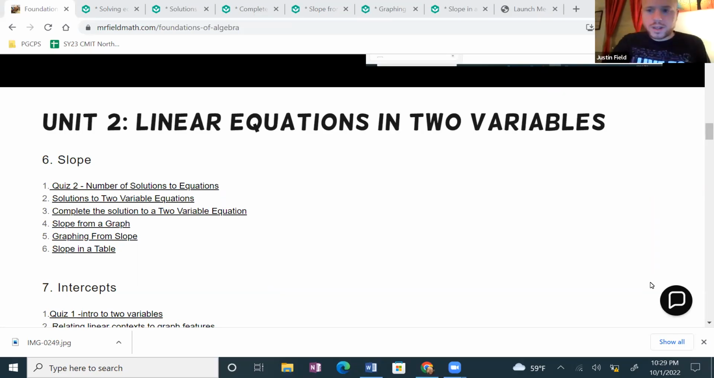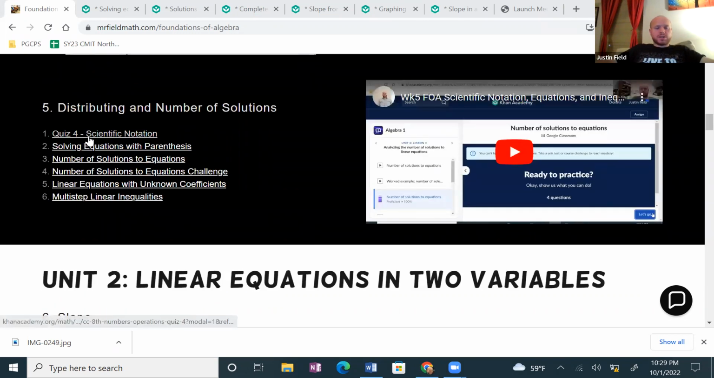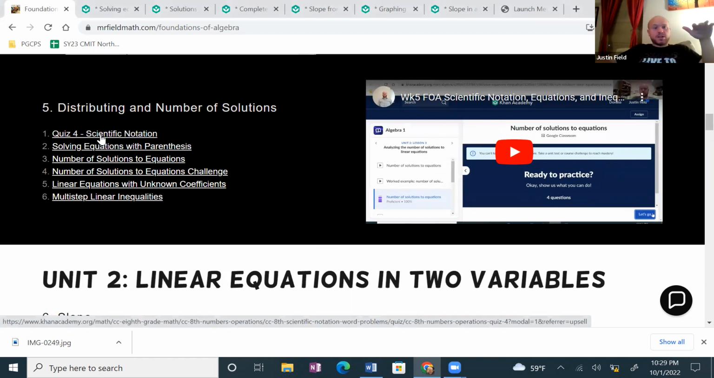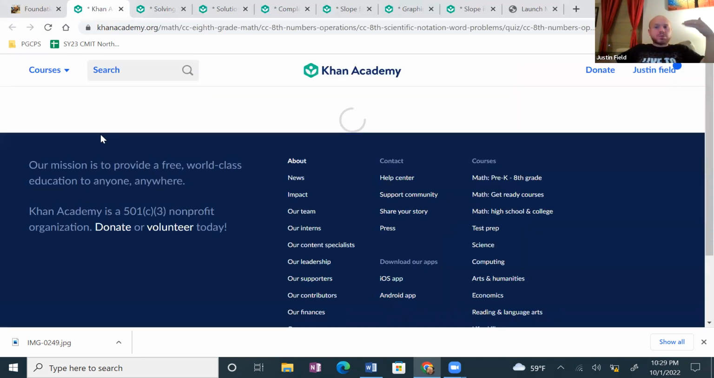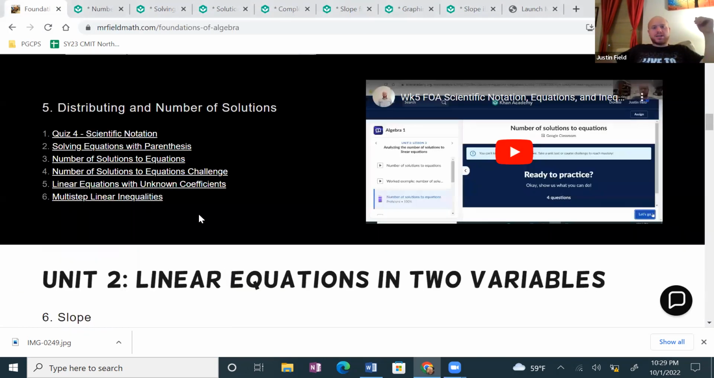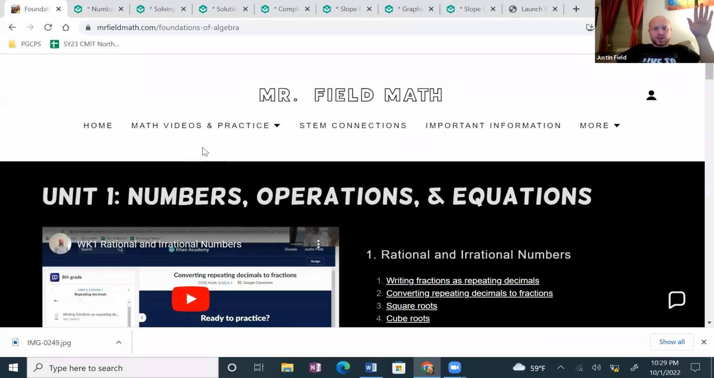Foundations of Algebra. This is supposed to be week 6, but in my class, it might be week 7 because I think we hit a roadblock with the scientific notation. And that's because, like I said, we're accelerating the pace. So the scientific notation assignment has multiple things in it because this is Math 8, and so I'm trying to speed it up. But I'm not trying to lose anybody.